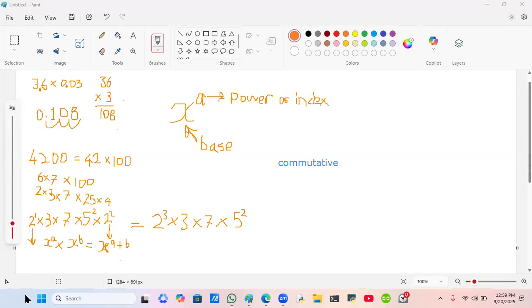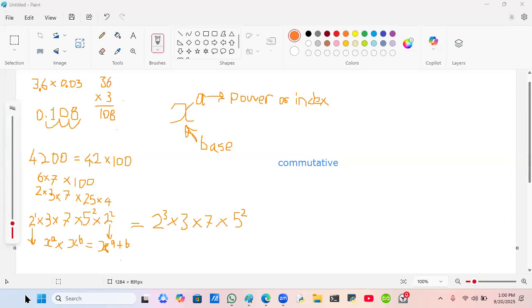No. So commutative simply means that whatever position you change, whether you put the 5 squared on the right hand side of 7, or on the left hand side of 7, or if you like, at the extreme left before the 2 raised to the power of 3, they are still the same. So it doesn't change anything. Do you understand?